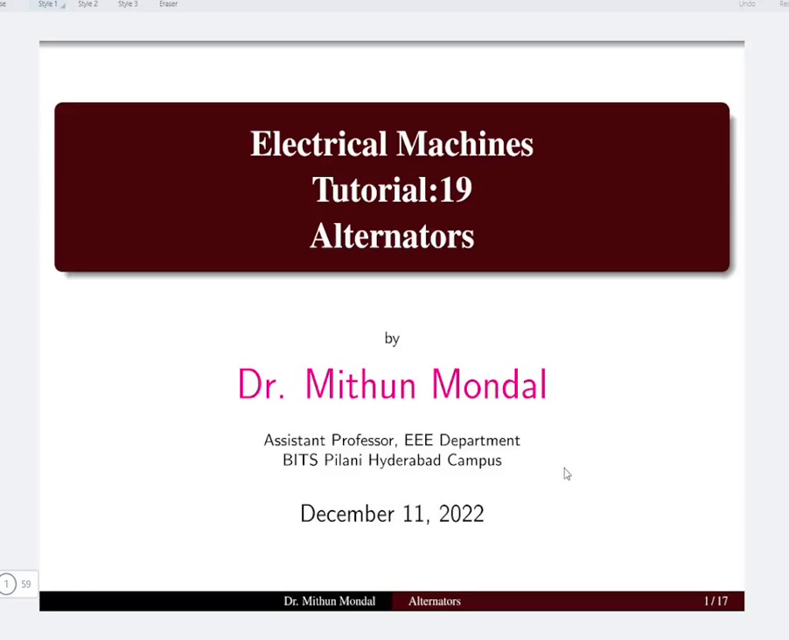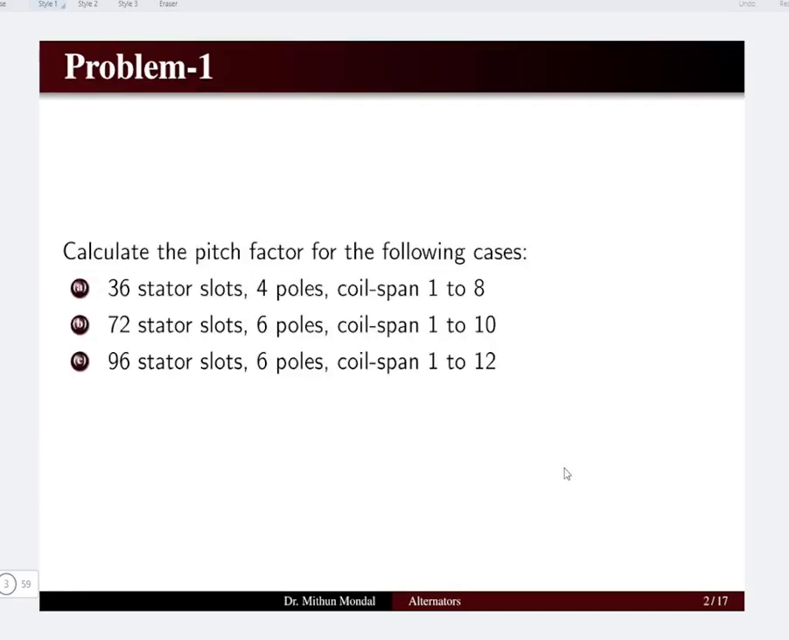Welcome to the next tutorial in electrical machines. We are going to discuss a few problems based on alternators. Problem 1: calculate the pitch factor for the following cases.